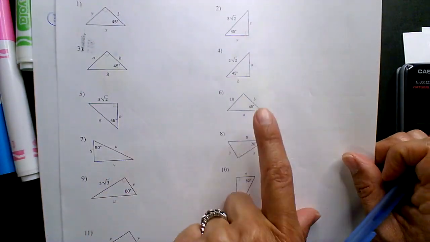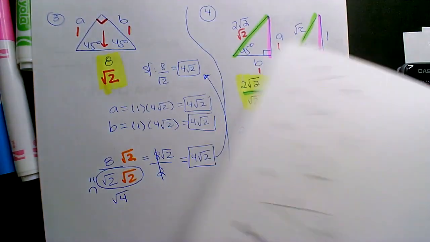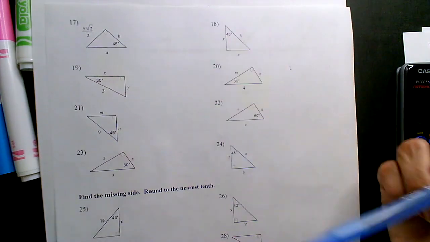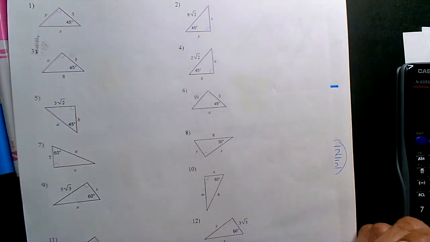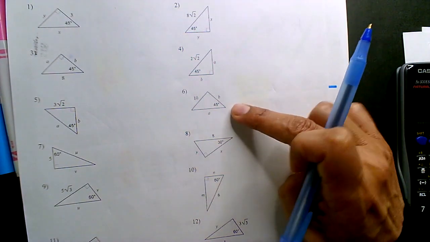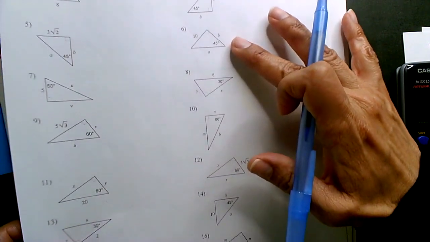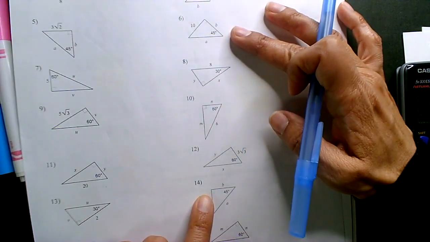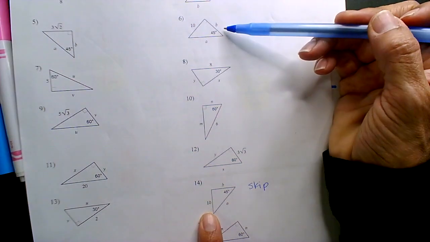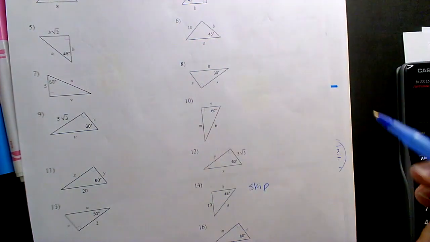It's 1, 2, 3, 4, 5, 6, 14, 17, 18, 21, and 24. Okay. Oh, and by the way, 14 and 6 are identical. So here you can see 6 and 14 are identical. So you can skip 14 because it's the exact same problem. It's just laid out differently. This is just laying down.